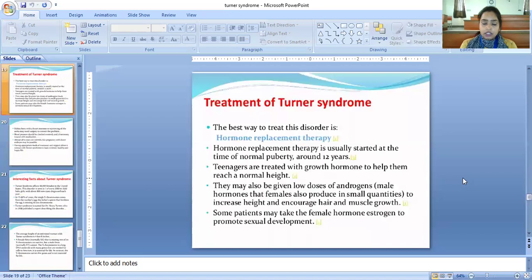Now come to the treatment. The best way to treat this disorder is hormone replacement therapy. It is usually started at the time of normal puberty, around age 12. Teenagers are treated with growth hormone to help them reach a normal height. They may be given a low dose of androgen, a male hormone that females also produce in small quantity, to increase height and encourage hair and muscle growth. Some patients take the female hormone estrogen to promote sexual development.